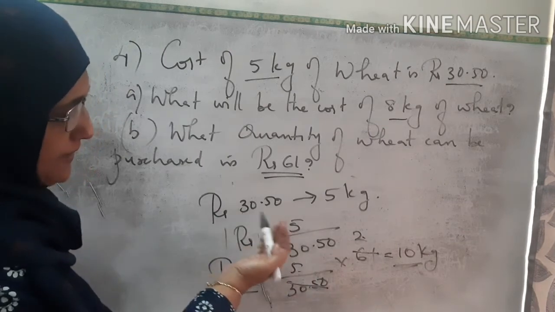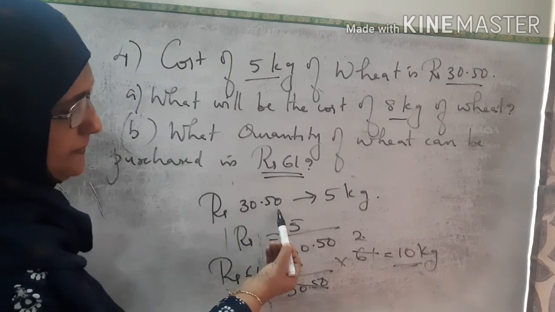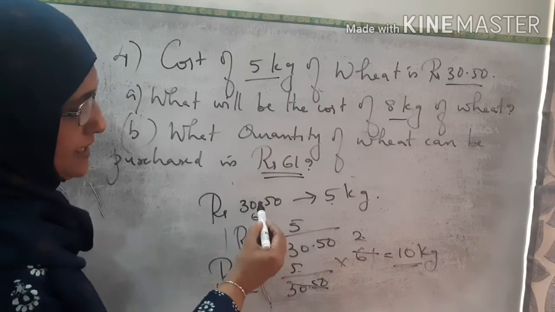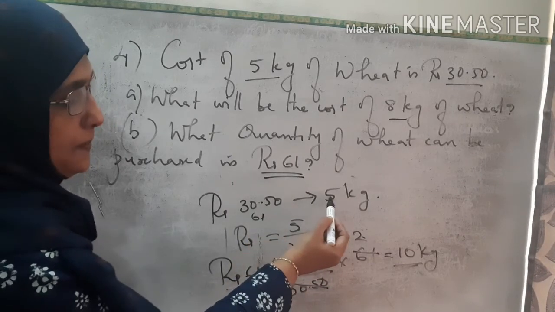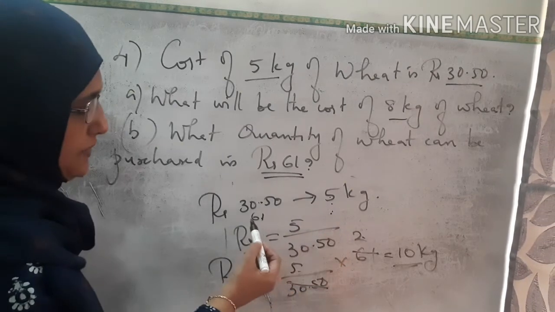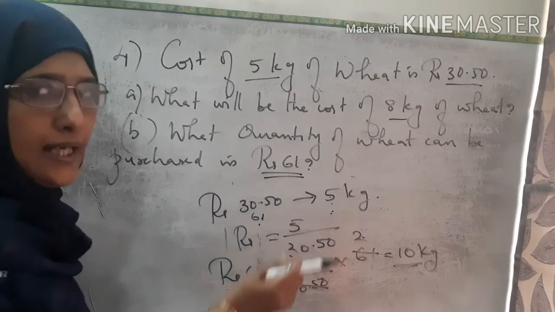Or either you can find like this: for 30 rupees 50 paise you will get 5 kilogram. Then 61 rupees is double of this. That means double of this you should get. So double of 5 is 10 kilograms. So for 61 you will get 10 kilogram. You can directly write that also.